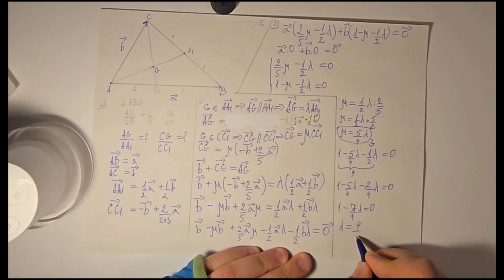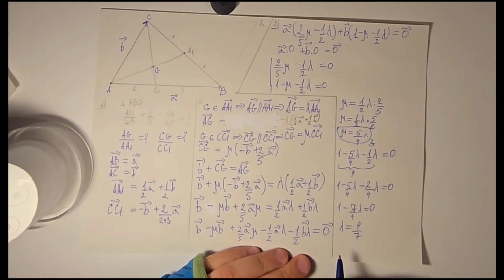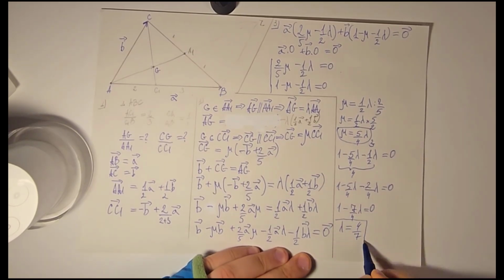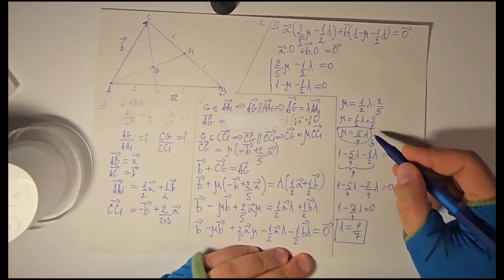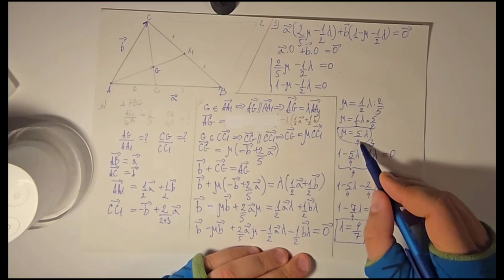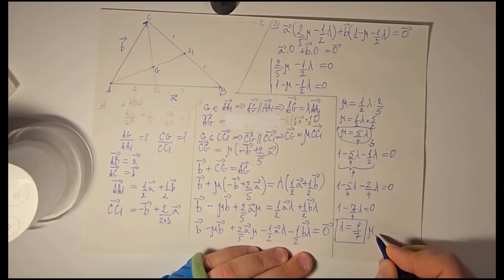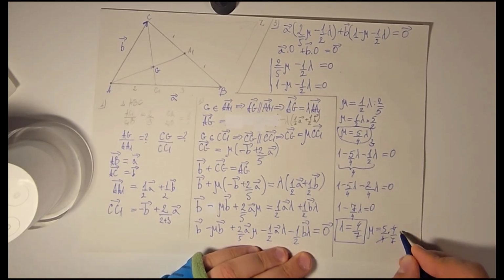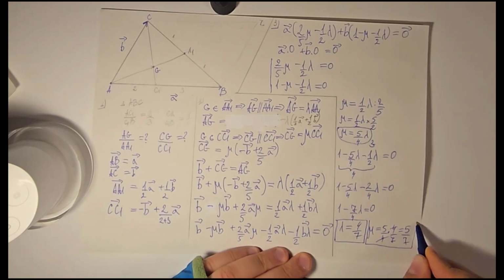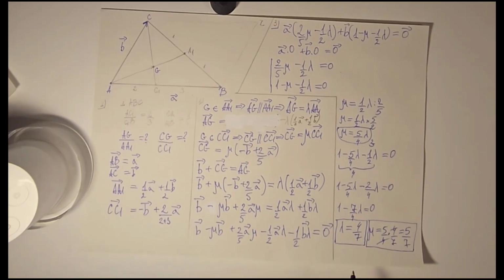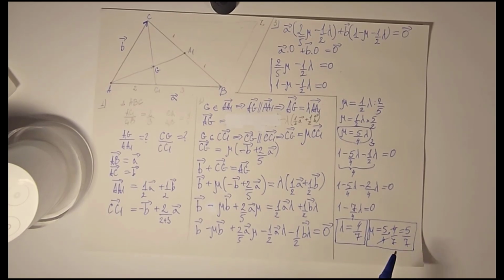Lambda equals 4/7, and with lambda equaling 4/7, me here would be 5 over 4 lambda. So me equals 5 over 4 times 4 over 7. And this is 5/7. Okay, fair enough. So what does it mean? 4 over 7, 5 over 7.